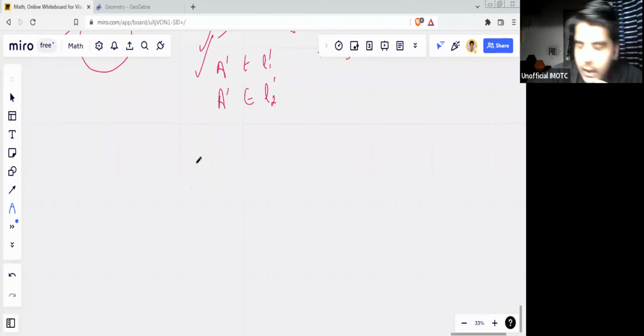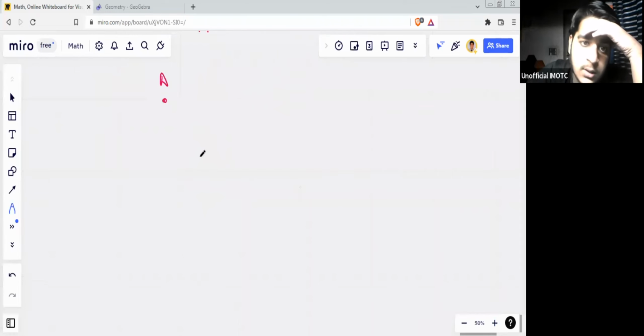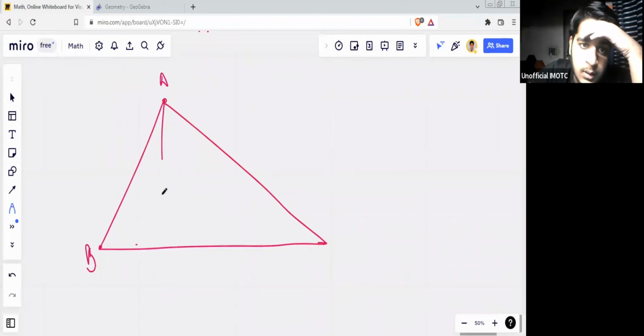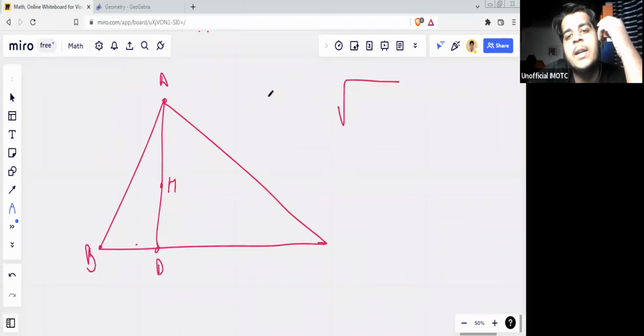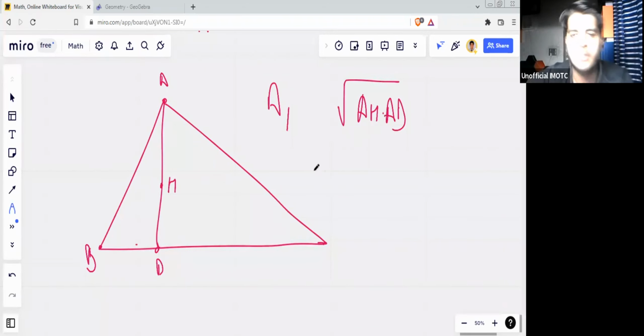When we did it in the last class, we saw orthocenter inversion. In orthocenter inversion, I told you guys there are two kinds of orthocenter inversion. The one we saw was this: this is a triangle, this is the orthocenter on this. Then we invert at A with radius root AH into AD. Okay, this was one kind of inversion.